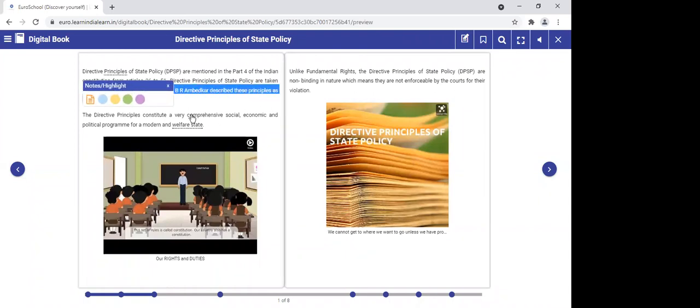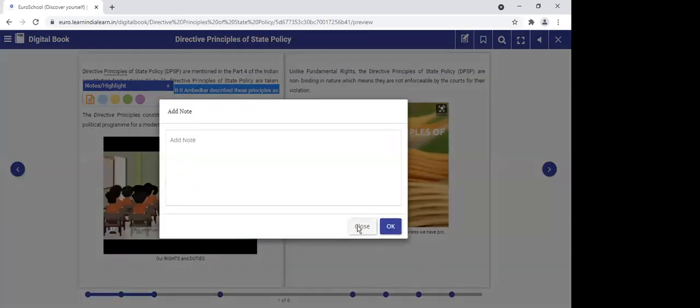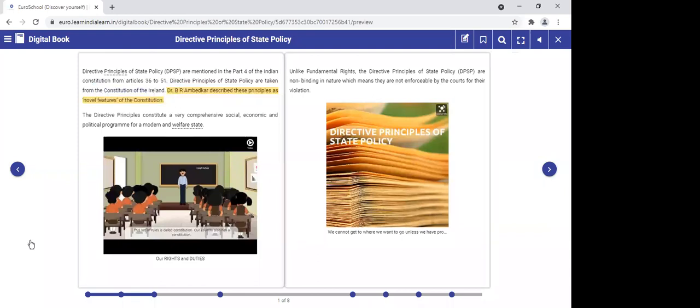The directive principles are very comprehensive. And what are the subjects on which the directive principles focus? They focus usually on a social, economic, political program for a modern welfare state. So whatever directive principles we have, they cover all the social, economic, and political subjects, and for whom? For the welfare of the people. So that is the basic idea of the directive principles.